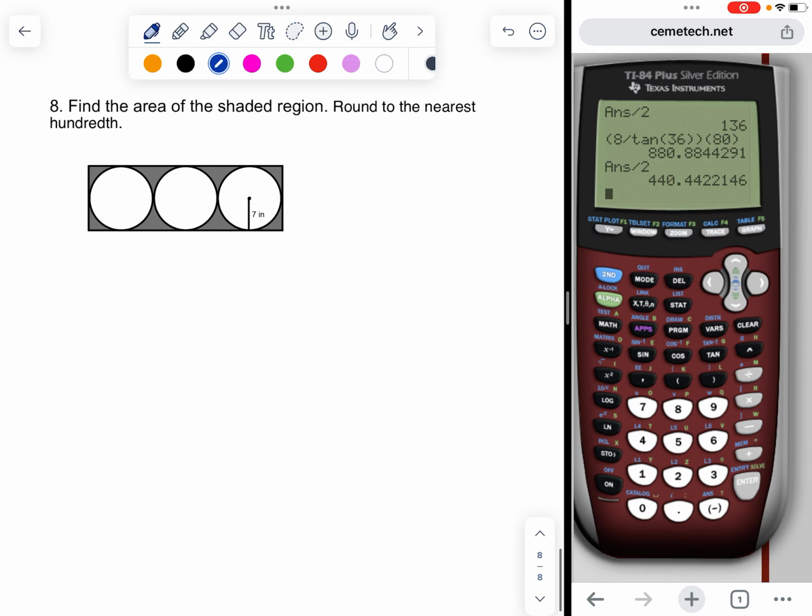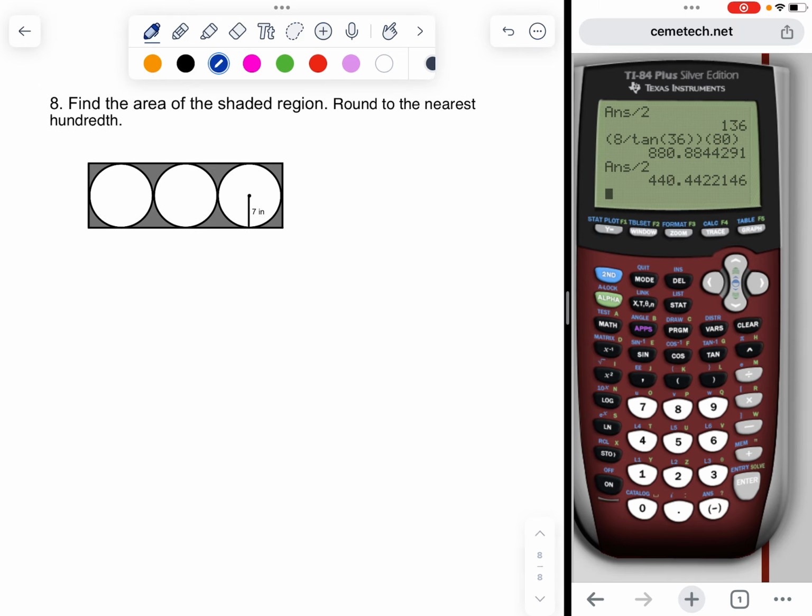Okay. Last one, find the area of the shaded region. So first off, I'm going to start off by making a plan. Round to the nearest thousandth, right? Plan. So what I see here is a giant rectangle with 3 circles in it. And I just want the shaded region.